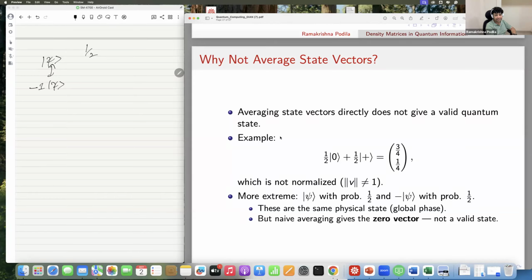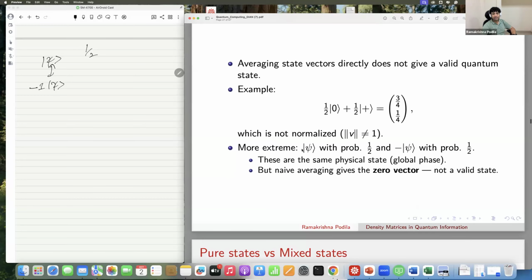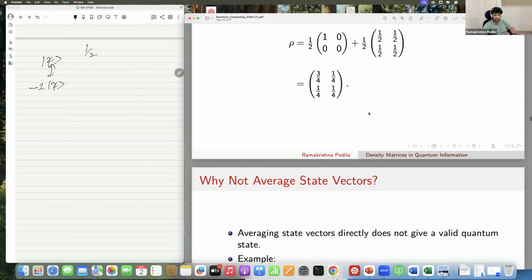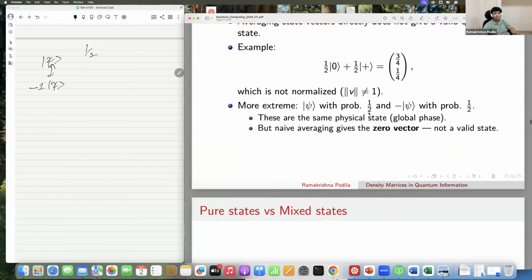But if I add their density matrices, that wouldn't happen. I can add their density matrices, and that would still give me a physical state. But if I average the state vectors directly, then I would get basically a zero vector. So all we are trying to say is that you cannot average state vectors directly, but you can average density matrices. Are you with me? Any questions?